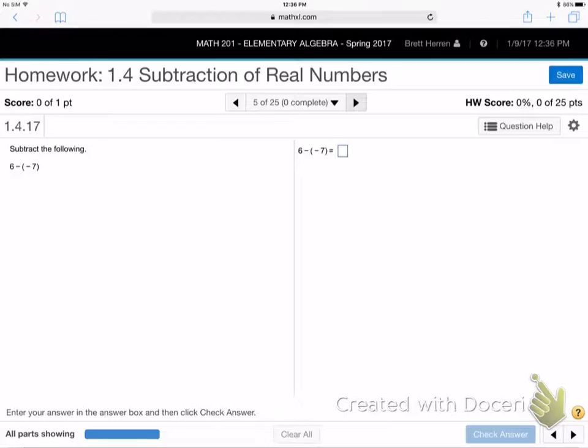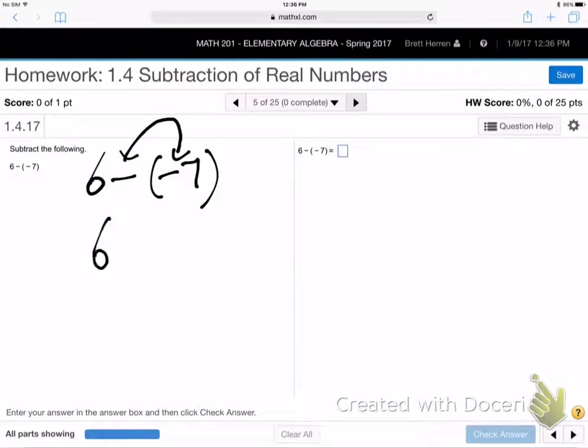Okay, so 6 minus negative 7. What's the deal? Do you remember this from earlier math stuff? What happens there with those signs? Yeah, these two signs right here, these two negatives become positive, don't they? Right?